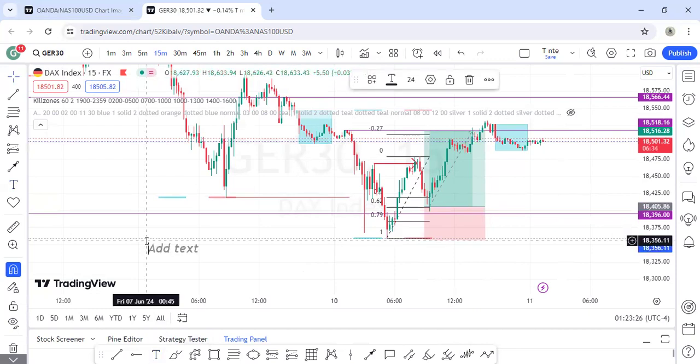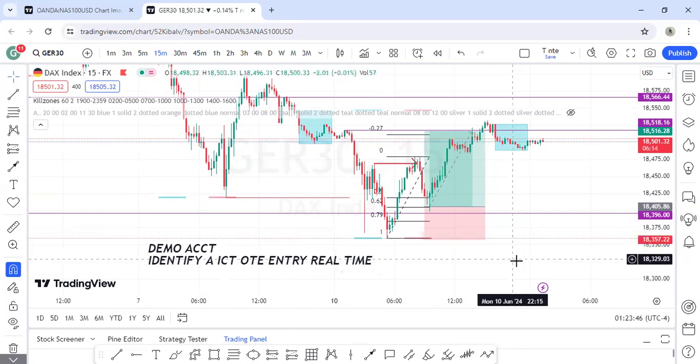So I want to give you guys an assignment where I'll be giving you guys a gift. This is the assignment for you guys. On your demo account, identify an ICT OTE entry in real time. So I'll give you a gift for this. What I mean by real time simply means that you have to identify it before it plays out. So take a screenshot before it plays out on your demo account, not real account.